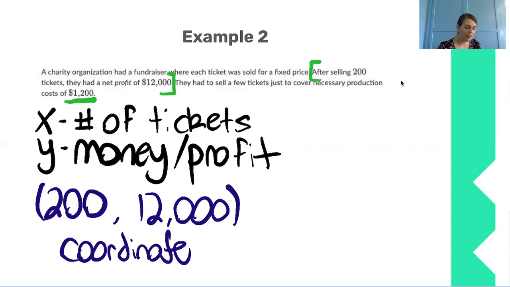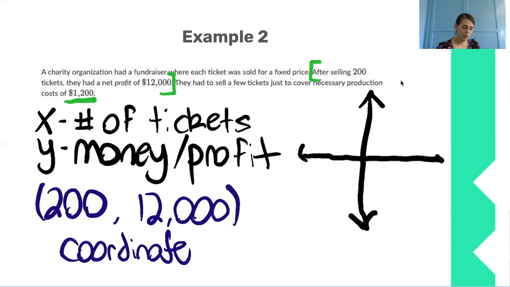So I want you to think about this in terms of the real world. So let's say I had a little graph. And this Y value represents my profit, and this represents tickets sold. Sometimes when we're selling things, we're starting with a deficit. For example, if I was selling candy bars for a fundraiser, I would have to buy the candy bars first before I marked them up for a profit.